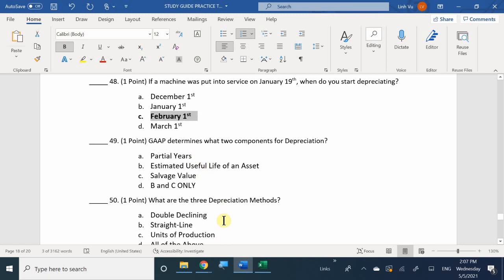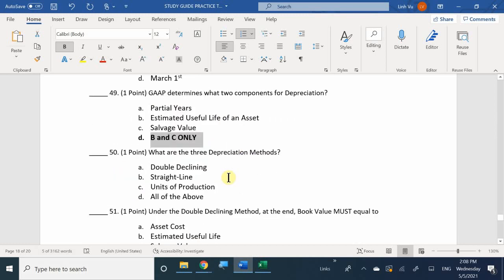Number 49, GAAP determines what two components for depreciation? D, which is going to be the estimated useful life and the salvage value. So yes, in this case, this question asks you the exact same question as the quiz, but I was specific. I said the two components. Now, obviously, looking at the choices, partial years is definitely not determined by GAAP at all. So here is a specific question. Yes, estimated useful life and salvage value are correct.